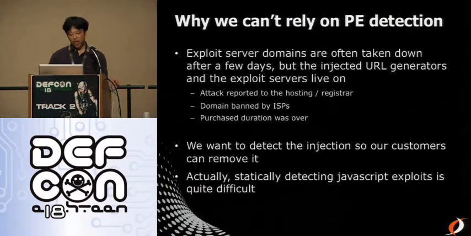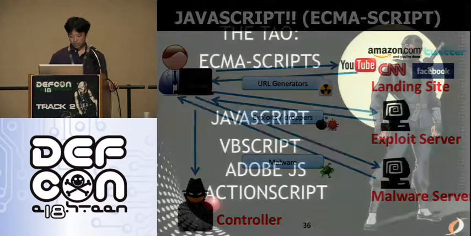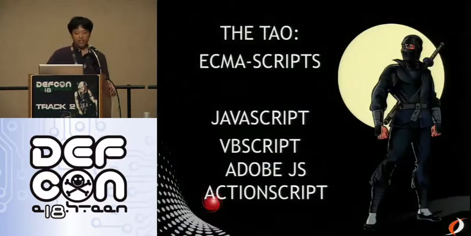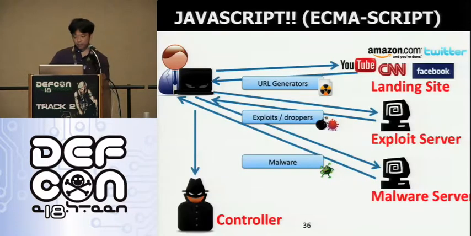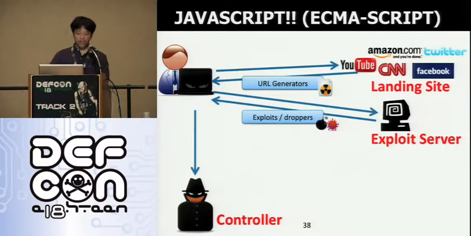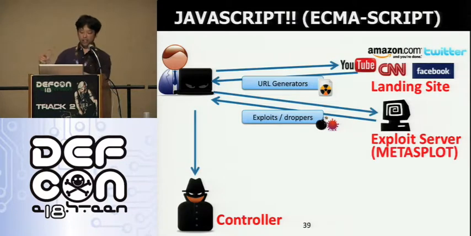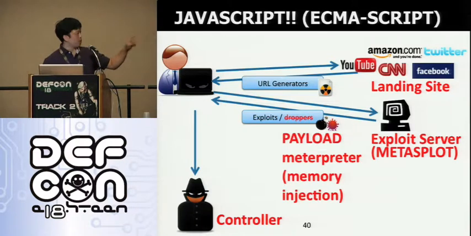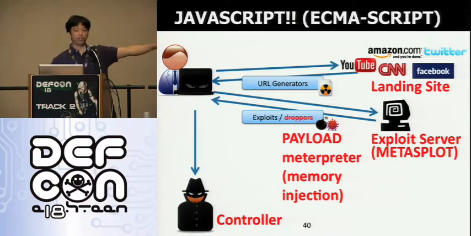And that's why we can't just rely on PE detection. So the deal here is ECMA scripts, which is JavaScript, VBScript, Adobe JS, and ActionScript. And so we want to take this part out, and replace the exploit server with Metasploit and use Meterpreter or something similar as payload, which basically does memory injection instead of trying to download a piece of malware and writing it to disk and have that malware do the malicious stuff.